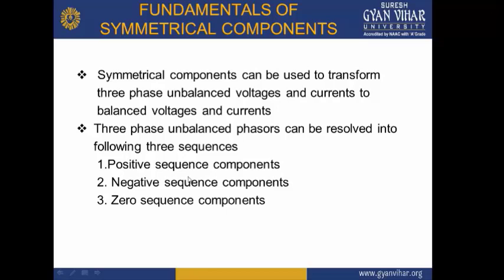Now the three-phase unbalanced phasors can be resolved into the following three sequences: the positive sequence components, the negative sequence components, and the zero sequence components. That means we have resolved the three unbalanced phasors into three sequences. Sequences of what? Positive sequence, negative sequence, and zero sequence. And the components associated with them are termed the positive sequence component, negative sequence component, and zero sequence component.